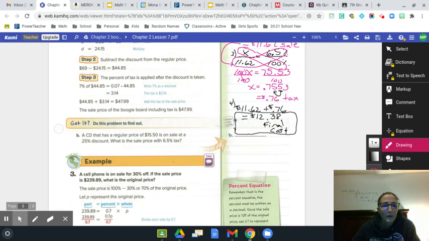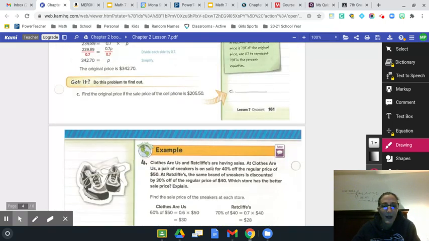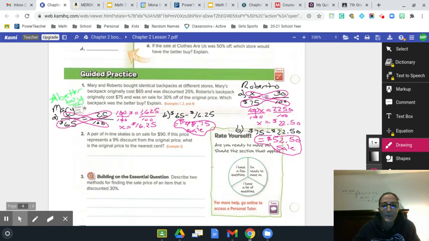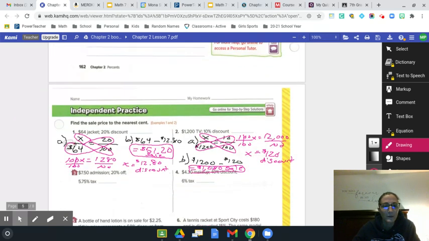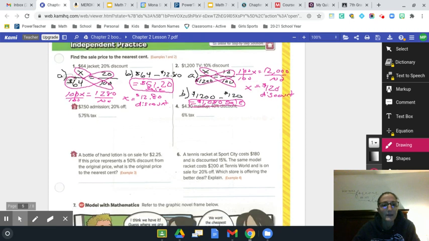So let's scooch and try another one. This one is going to be in independent practice. I think we'll do number 4 right here. We'll take the $4.30 makeup, 40% discount at 6% tax. Your independent practice is on page 163. Let's do this last one together here.